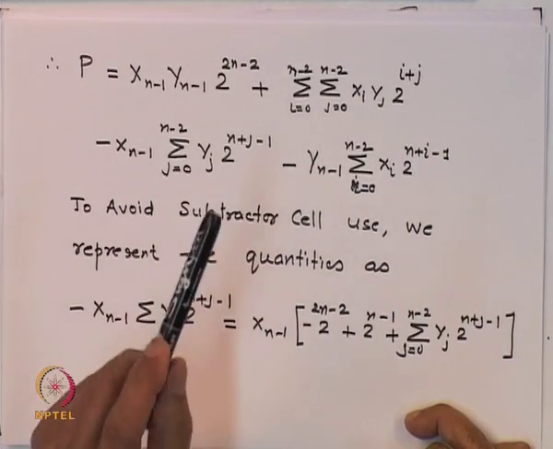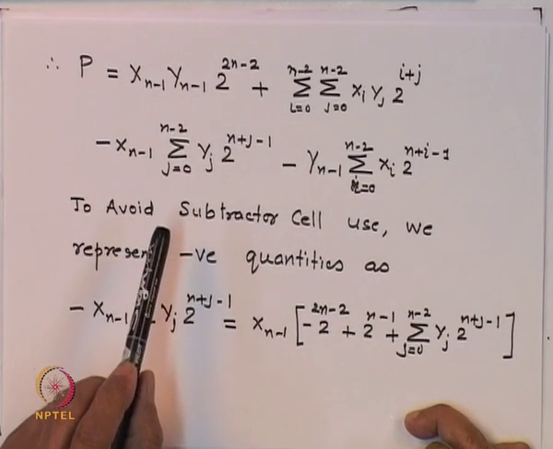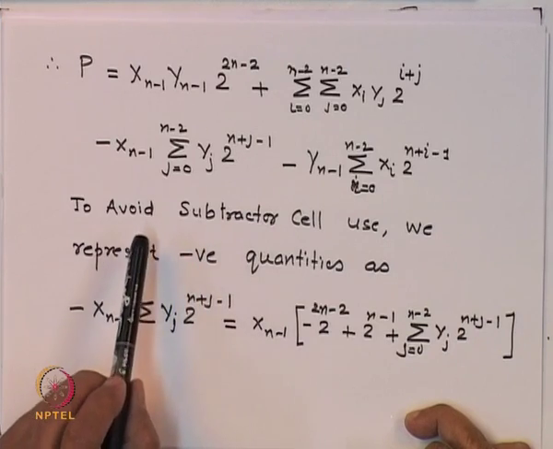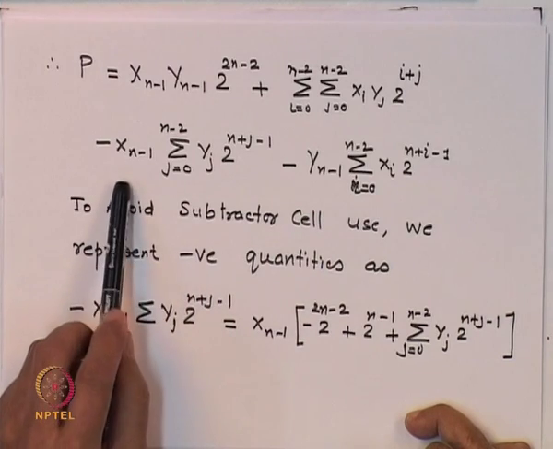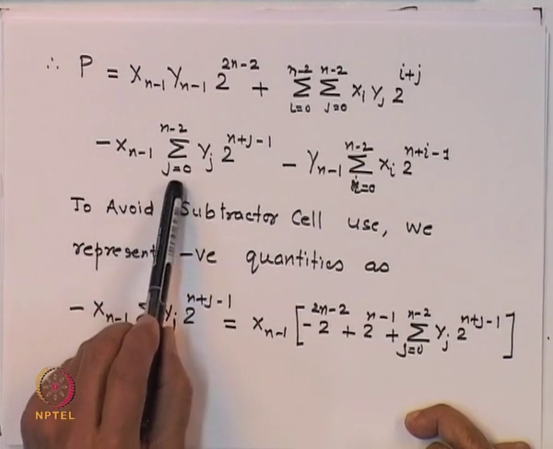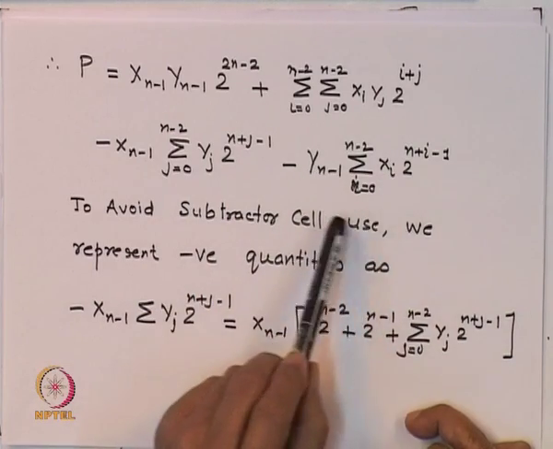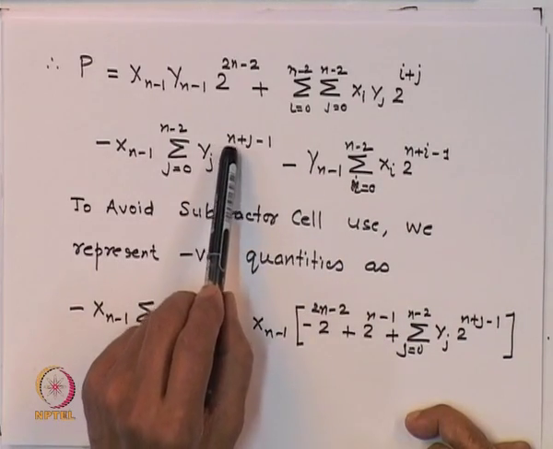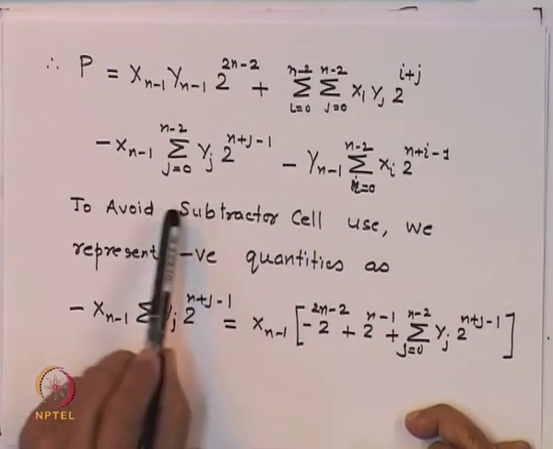Now, you have 2 more terms, because there is a minus x n minus 1 2 to the power n minus 1 and minus y n minus 1 2 to the power n minus 1. So, those terms will also get added now, multiplied. So, there will be 2 more addition terms. The first is minus x n minus 1, j equal to 0, that is x into y, now y into x, and the power will be 2 to the power n plus j minus 1 and n plus i minus 1.